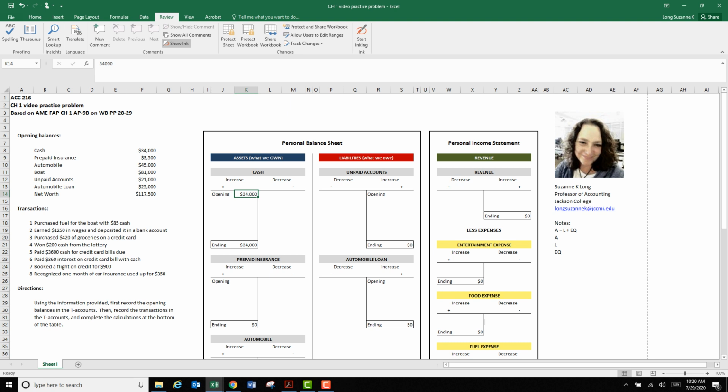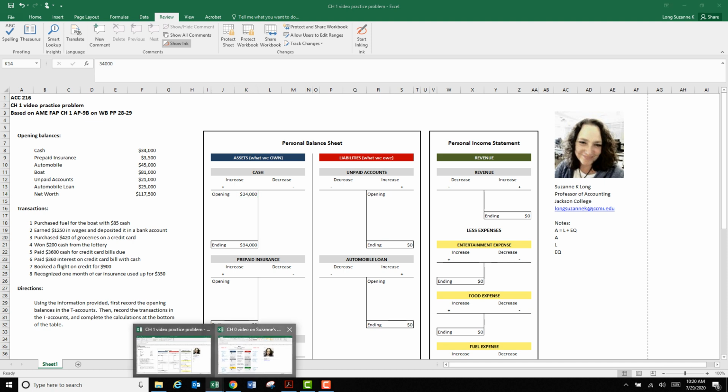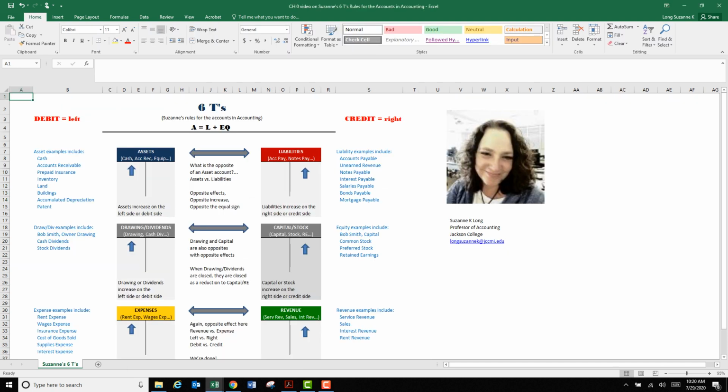It says increase on the left side, and there's a plus sign on the left side. So all of those things about the setup of this problem are pulling you to the left side. But again, with the 6 T's, I really want you to know that. I want that to become more and more familiar as you work with accounting and study accounting. Assets increase on the left side.